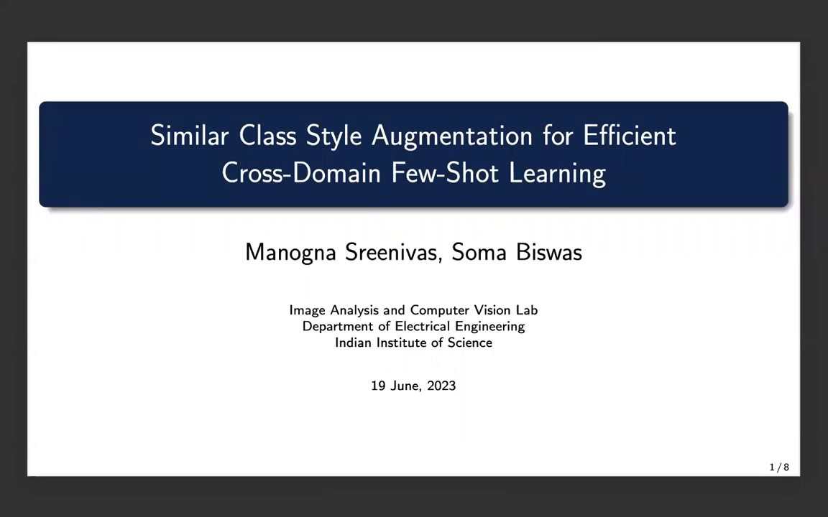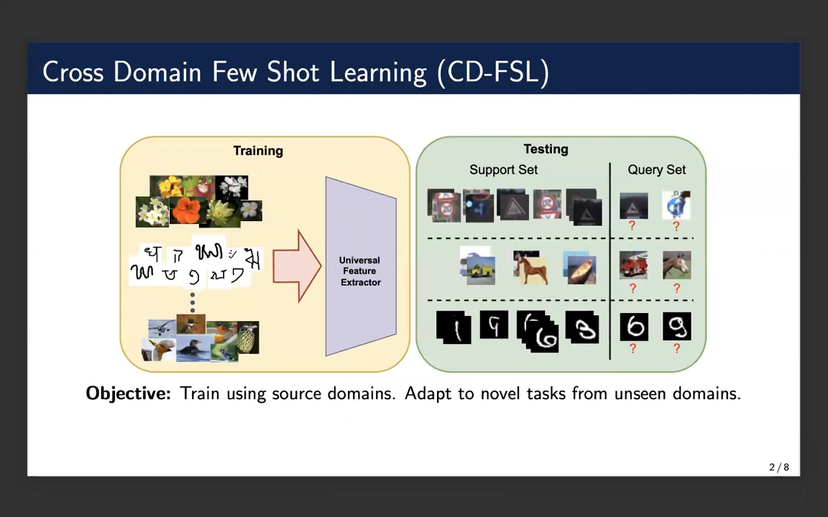I'll be presenting our work, Similar Class Style Augmentation for Efficient Cross-Domain Few-Shot Learning. So in this problem, during the training stage, one has access to multiple source domains which are all labeled. These domains are used to learn a universal feature extractor that learns generic image representations. Given this model, the objective during testing is to adapt to novel tasks coming from unseen domains.